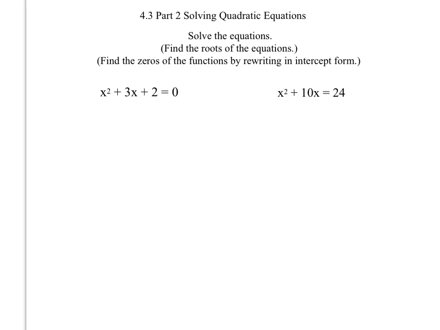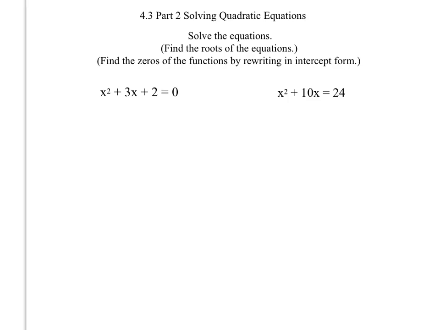There are different ways that you're going to see or hear these directions. One way would be to just solve the equations. Another way it might be stated would be find the roots of the equation. Another way yet might be find the zeros of the function by rewriting in intercept form. They're all saying the same thing. The roots, the zeros, the intercepts, all saying the same thing.